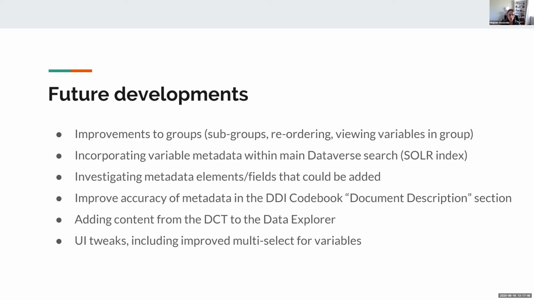We're also looking into how to incorporate the variable metadata within the main Dataverse search as part of the Solr Index. So that would mean that search results would reflect this variable level metadata, which would be really great. So we're also investigating the metadata elements and fields that we can incorporate and include. So you can see that there were a few fields there, but it'd be great to be able to expand on that and maybe include some other, this very social science focus. So it'd be great to be able to broaden that a little bit.